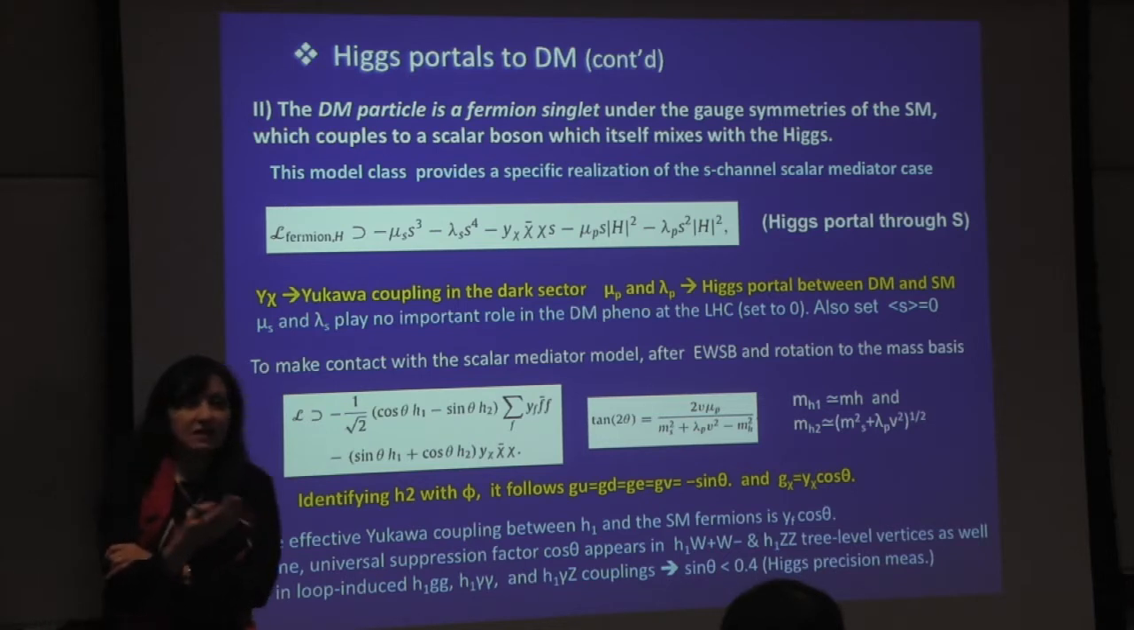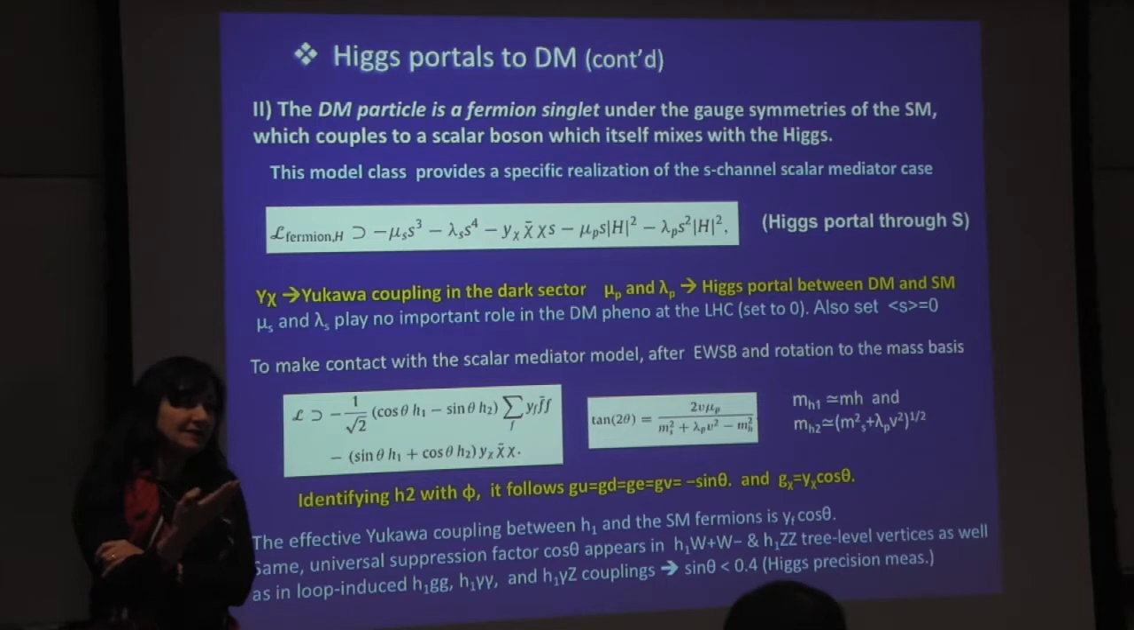The scalar could be a doublet. I could have an additional scalar doublet, which is nothing more than supersymmetry, where you have two Higgs doublets, and then instead of having a singlet that mixes with the Higgs, you have a doublet that mixes with the Higgs.